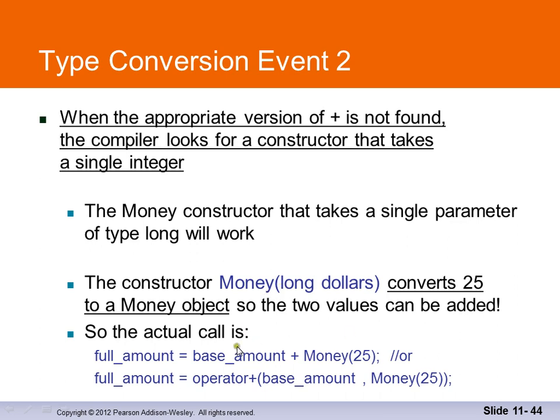So in fact, this is what will happen. Base amount plus 25 or 100, and this is the same as writing it explicitly, which we don't need, but just to let you know that we can also call the function explicitly, operator plus, and pass it base amount and also pass it the nameless object that we have created. You could have created the object first, like amount 1, and then pass it to the function, but both of them are acceptable.